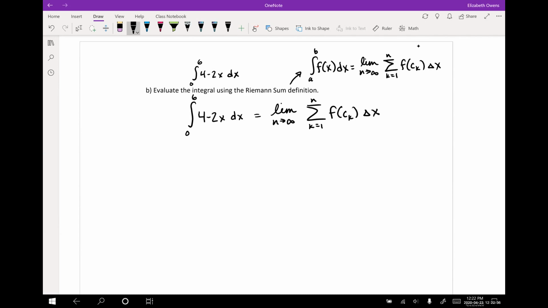Now, thankfully, for those Riemann sum values, we're using some default settings, so that is going to help.